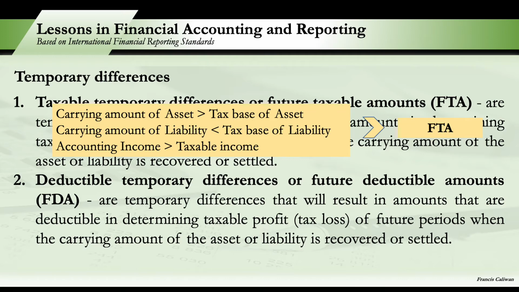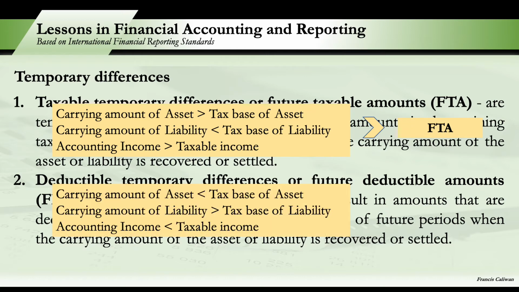And from an income statement perspective, when an accounting profit is less than taxable profit, the temporary difference is deductible temporary difference. So again, in summary, carrying amount of an asset is less than its tax base.